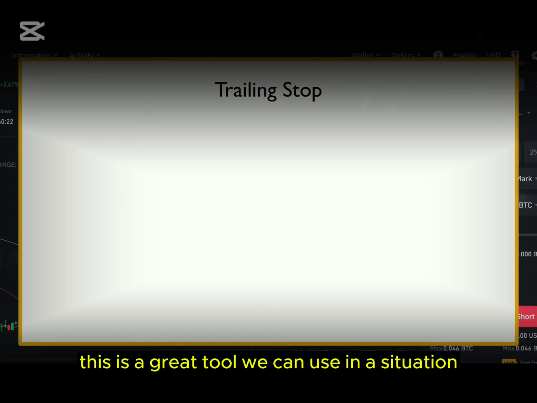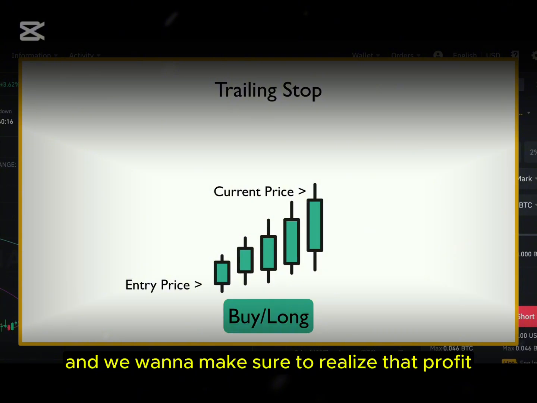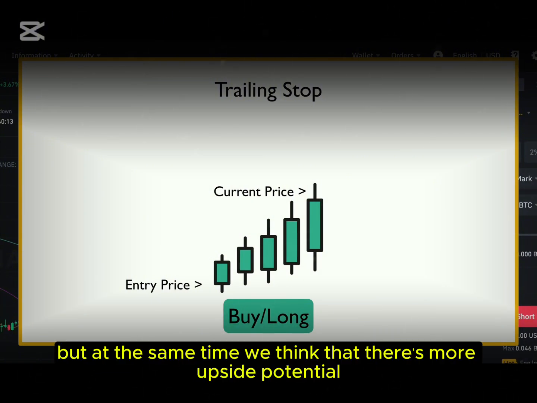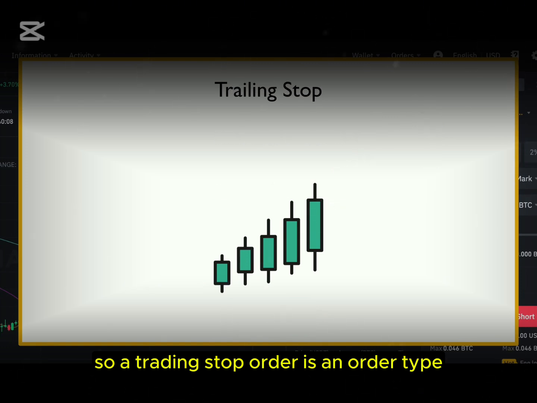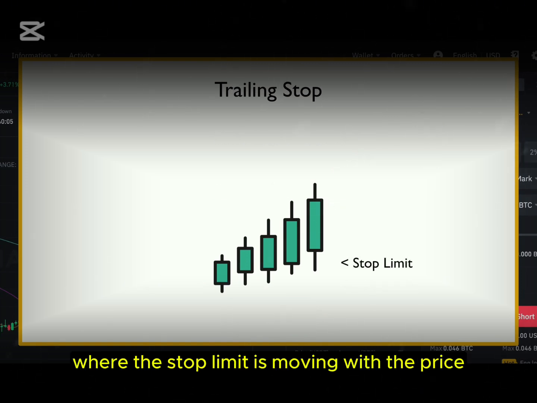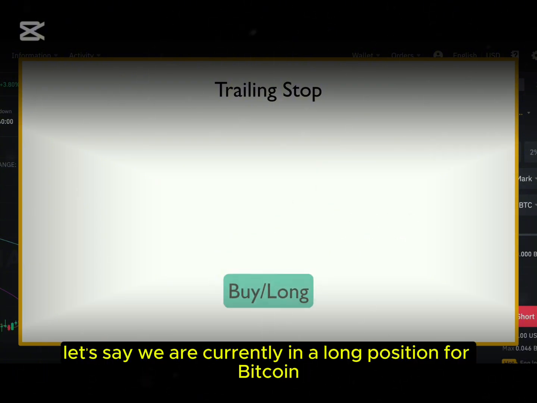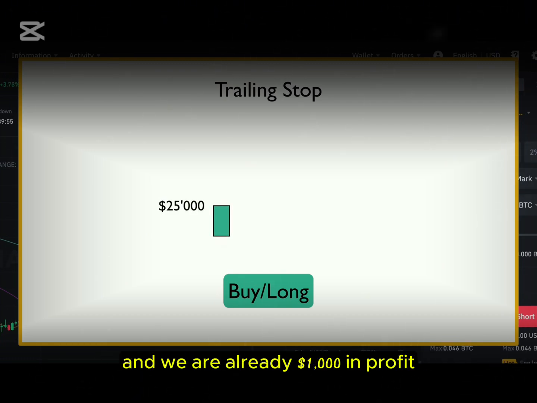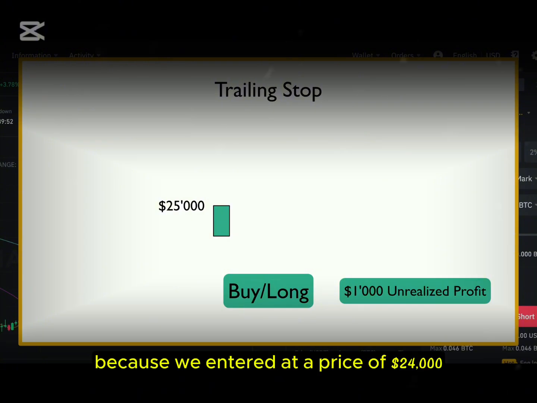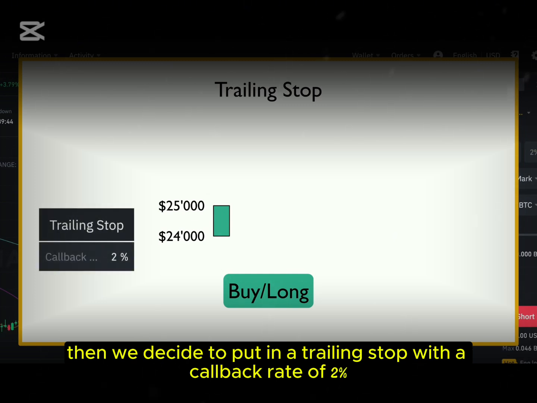Then we also have the trailing stop order. This is a great tool we can use in a situation where our position is already profitable, and we want to make sure to realize that profit, but at the same time we think that there's more upside potential. So a trailing stop order is an order type where the stop limit is moving with the price, but only in one direction. So for example, let's say we are currently in a long position for Bitcoin. The Bitcoin price is currently at $25,000, and we are already $1,000 in profit because we entered at a price of $24,000. Then we decide to put in a trailing stop with a callback rate of 2%.